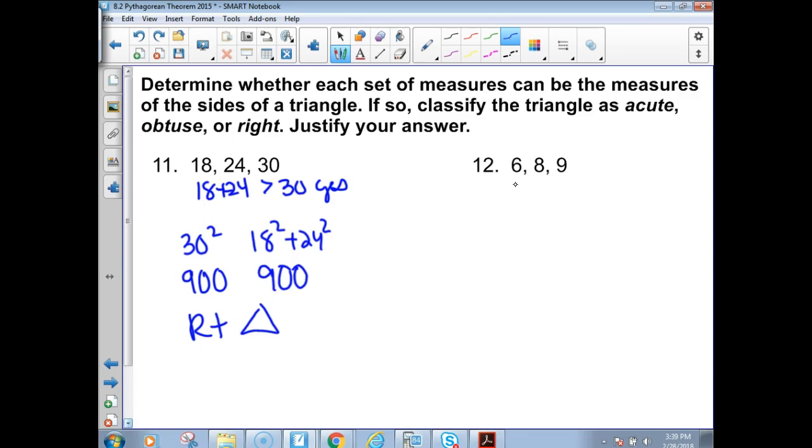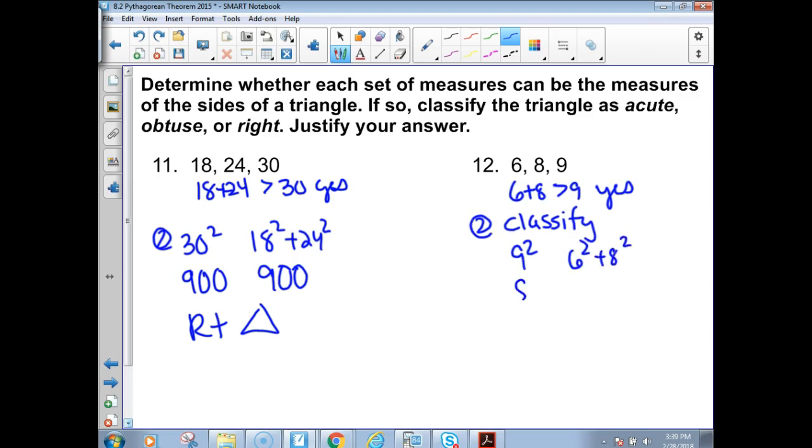Okay, first we're going to determine whether it's a triangle or not. 6 plus 8 must be greater than 9. It is, so yes, we have a triangle. And now the second step is to classify it. You need to compare the largest side squared to the sum of the smaller two sides squared. 9 squared is 81. 6 squared, 36, plus 64 would be 100. 81 is less than 100. Therefore, this would be an acute triangle.